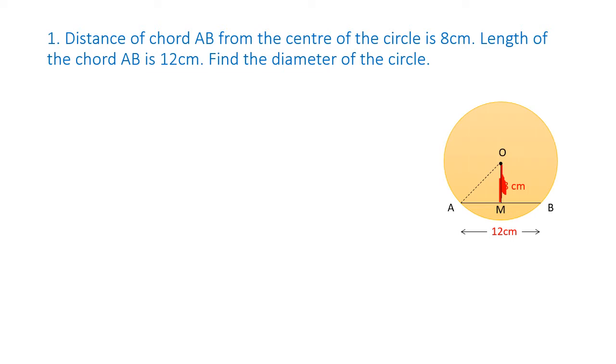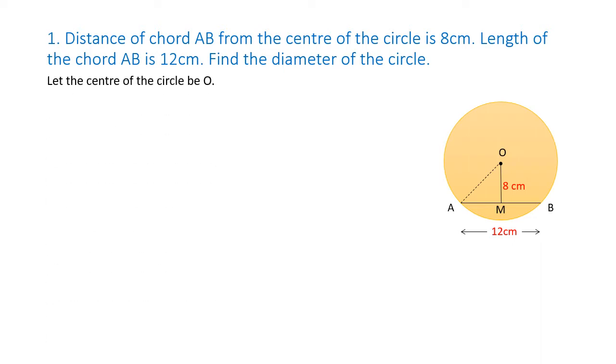Then what else is given? The length of chord AB is 12 cm. This is a chord which is 12 cm. So this is the given information. How are we going to solve this? Let us understand first.